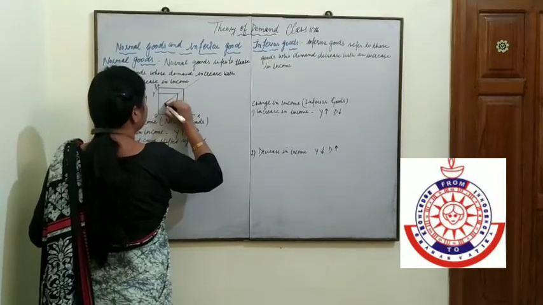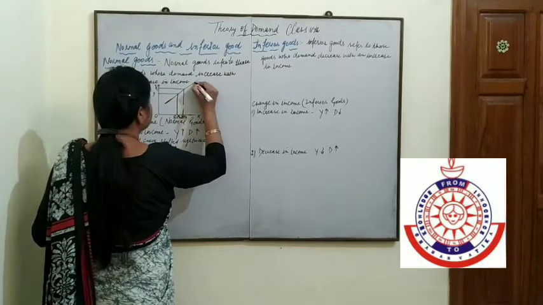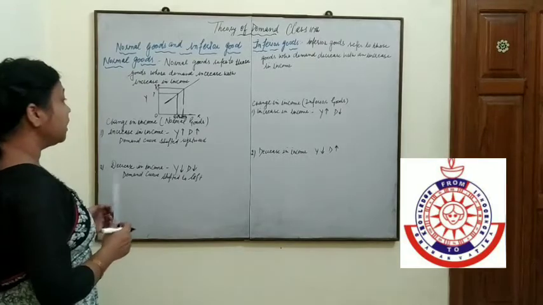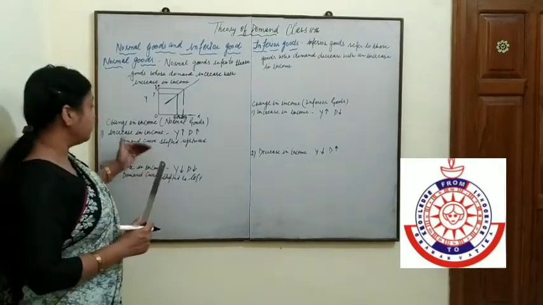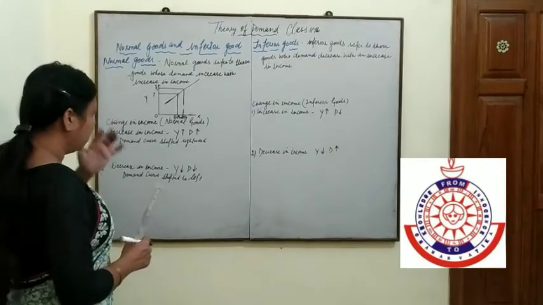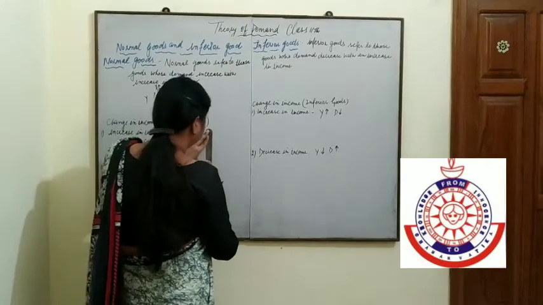Due to increase in demand, we are demanding more of normal goods. Now, change in income. How is change in income effective when it increases or decreases? Let us take it in the diagram.